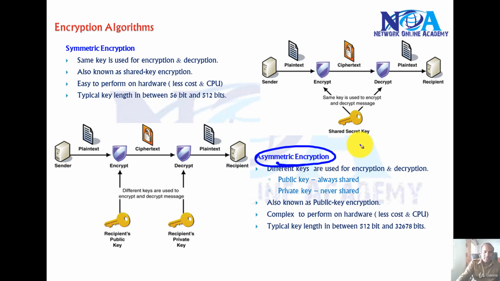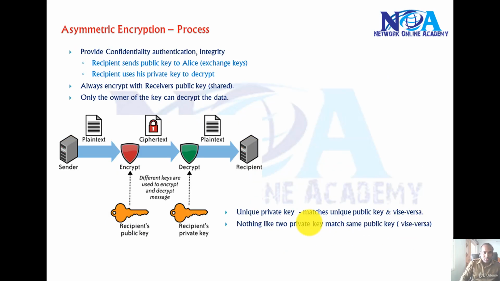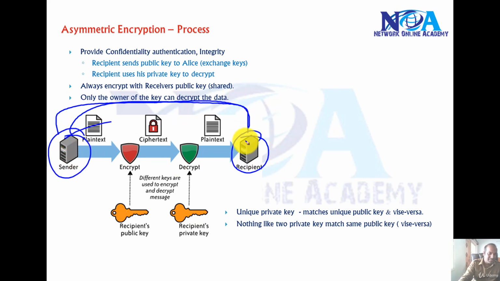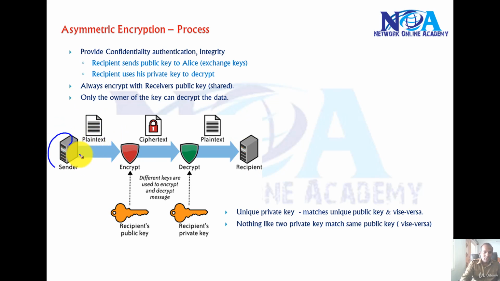The asymmetric algorithm is a method where different keys are used for encryption and decryption. It is more complex to perform, specifically on the hardware, because it utilizes more CPU resources. Typically the bit length will be very high. So let's see how exactly the encryption algorithm works, the basic process. Let's say the sender is communicating with a recipient. The sender is going to convert his plain text into ciphertext by using some keys. Like I said, he'll be using a public key, and this public key is actually the public key of the recipient.